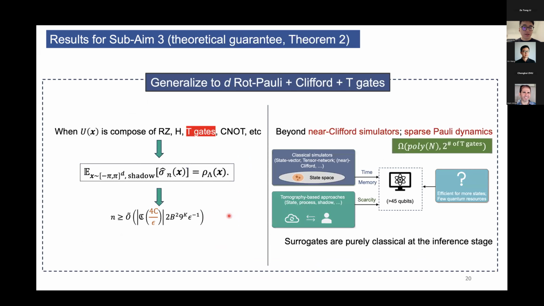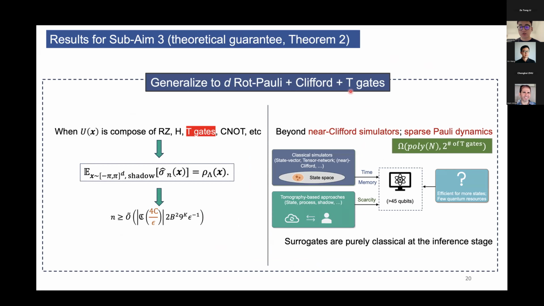Okay, I would like to add that if we extend our setting from rotational Z gates plus Clifford gates to a new setting, where we can induce many T gates, all the derived results will remain unchanged.